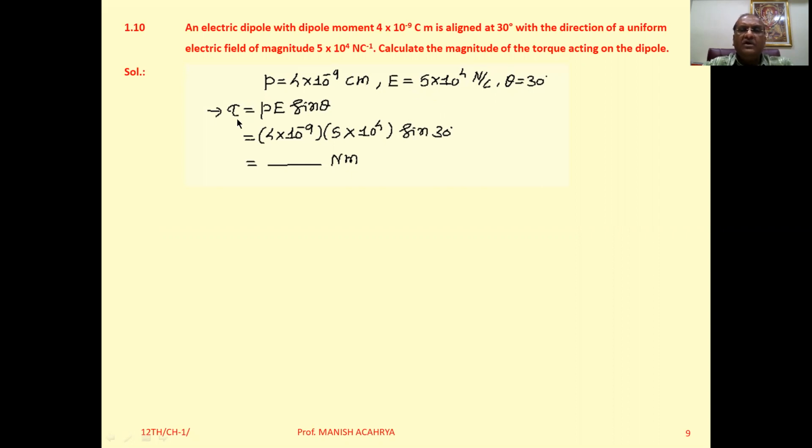Now torque acting on the dipole when it is placed in the uniform electric field is given by tau equal to PE sine theta. Substitute P equal to 4 into 10 raised to minus 9, E equal to 5 into 10 raised to 4, theta 30, so sine 30, then solve it, you will get the torque this much Newton into meter. Clear?